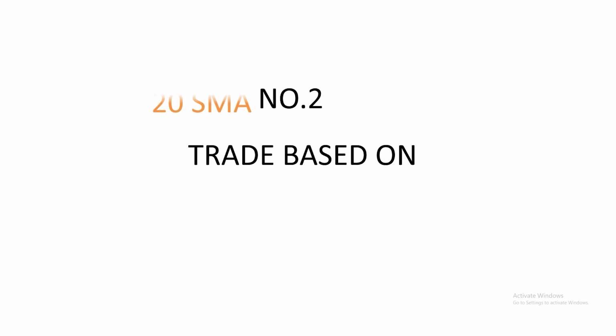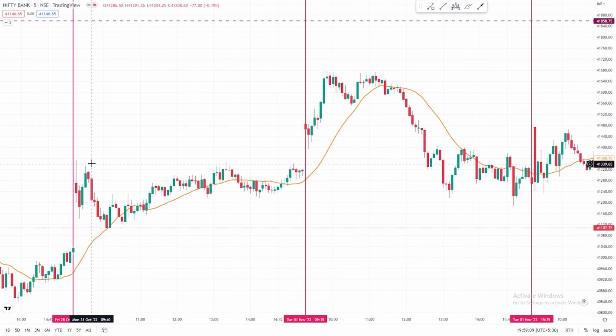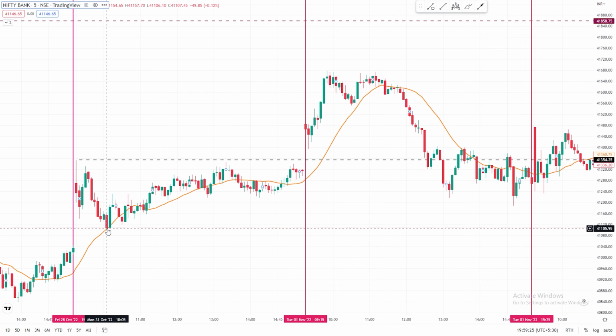And technique number 2 is trade based on the 20 simple moving average. I am going to explain it with a practical example. First thing you have to mark is the previous day high and previous day low. So I am going to take the trade here. Before the market opens here, you have to mark these levels. This is the highest point, so this is previous day high, and this is the lowest point.